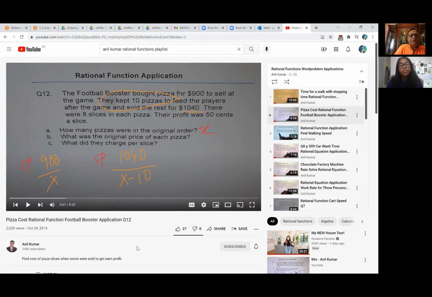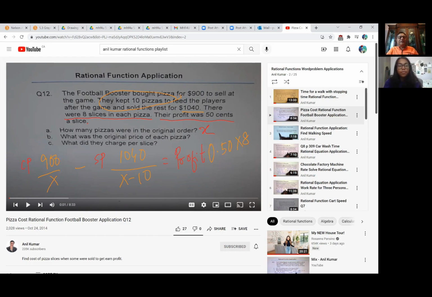If I take the difference, we get the profit, right? So what is the profit given to you? There are 8 slices in a pizza, and the profit is 50 cents per slice. So 8 slices gives you how much profit? 50 cents times 8 slices, which is $4, right? You get your equation.